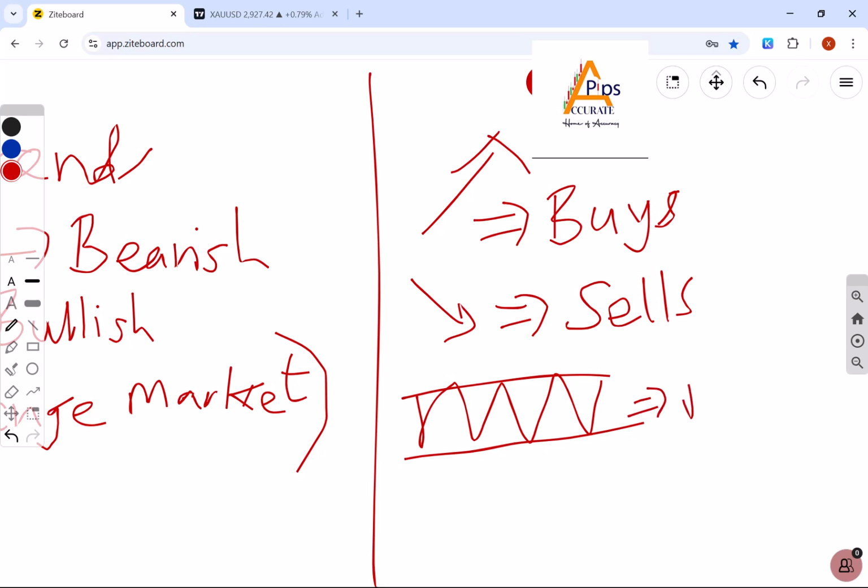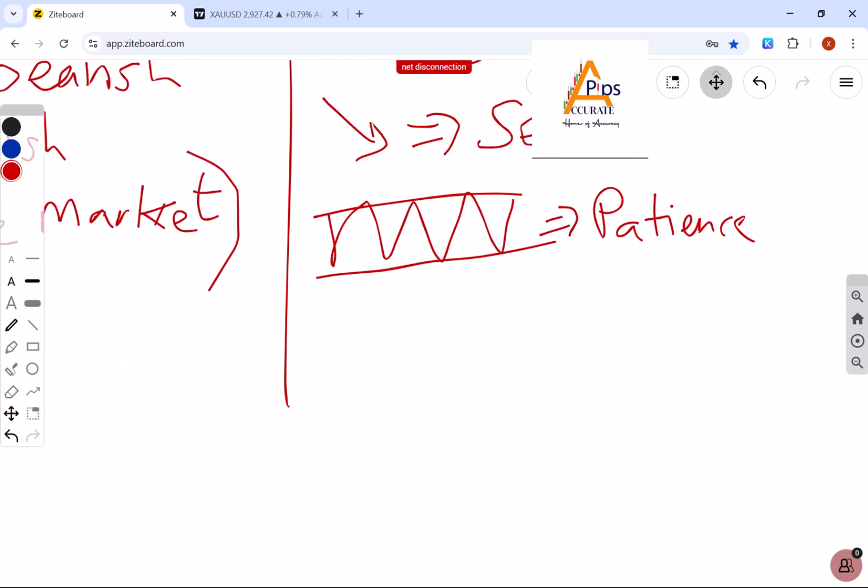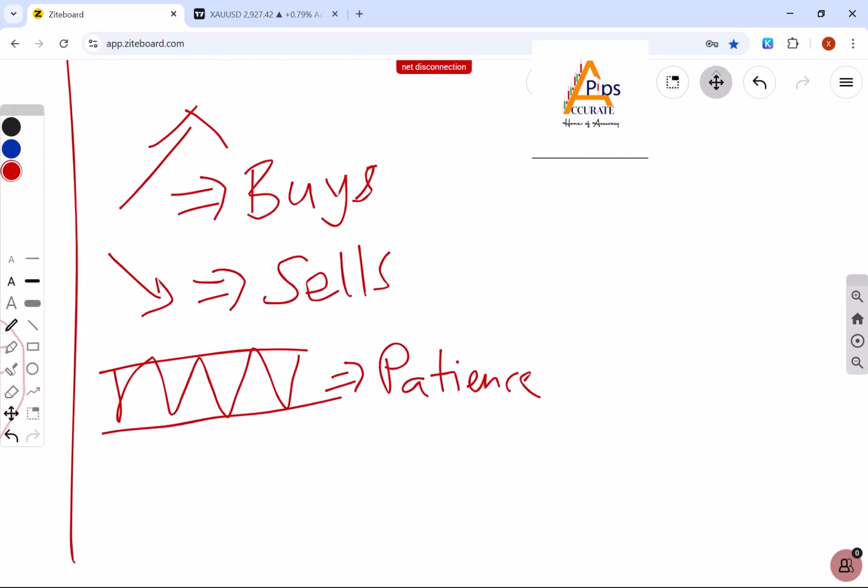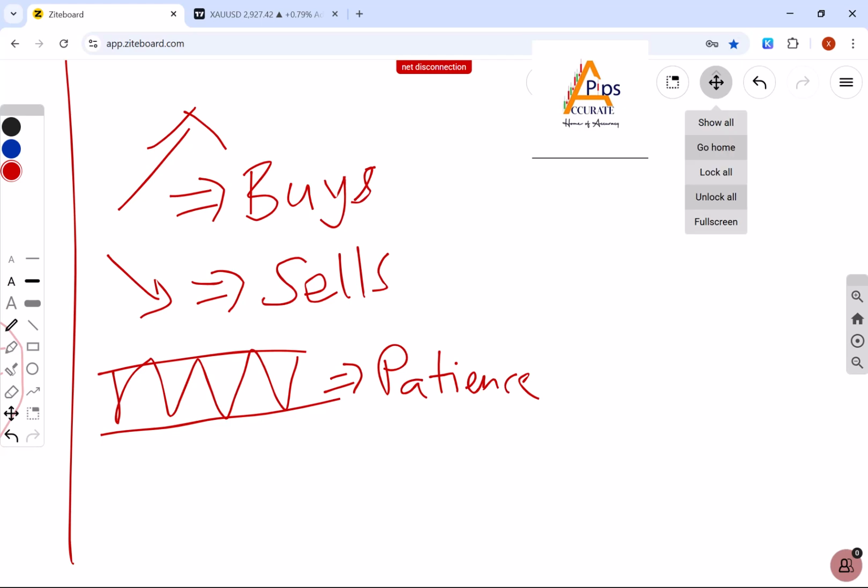Now, if the market is ranging between two points, then your decision making will be to do what? To be patient for the market to give you what? A proper direction. You remain patient for the market to give you a proper direction. That is the importance of the trends.